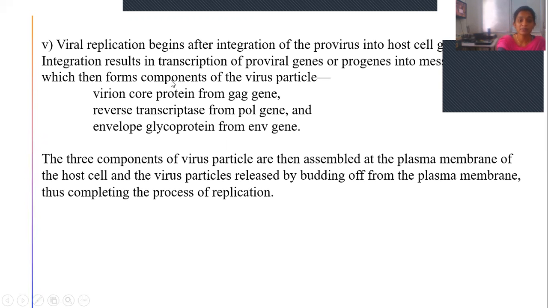This forms particular components: virion core protein from the GAG gene, reverse transcriptase from the pol gene, and envelope glycoprotein from the ENV gene. This is how a whole new virus is produced. The three components of the virus particle are then assembled at the plasma membrane of the host cell, and the virus particle is released by budding off from the plasma membrane, thus completing the process of replication.